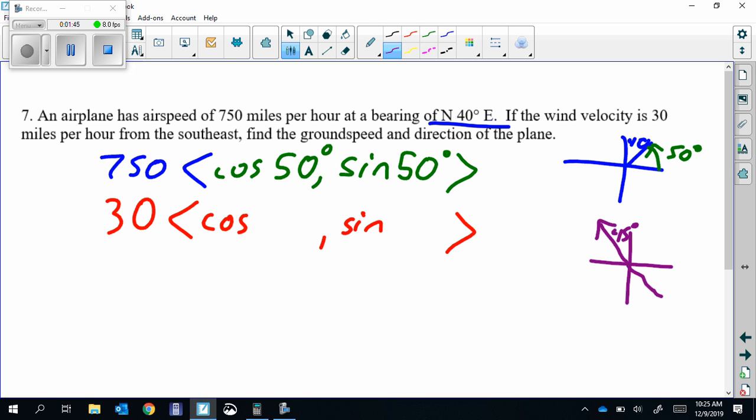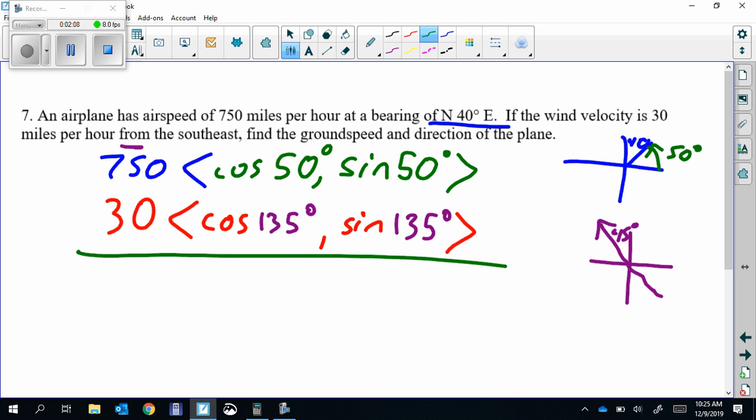So standard position is going to be 90 plus 45 is 135. Since it's from the southeast, it's blowing toward the northwest. So to get our resulting vector, we're going to add these. So we're going to do 750 cosine 50 plus 30 cosine 135.